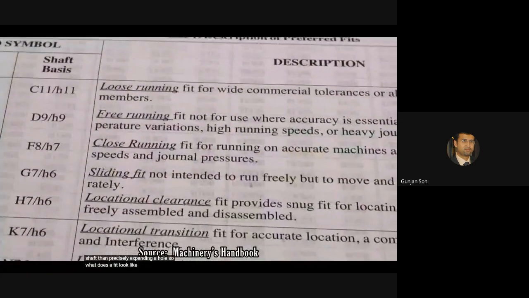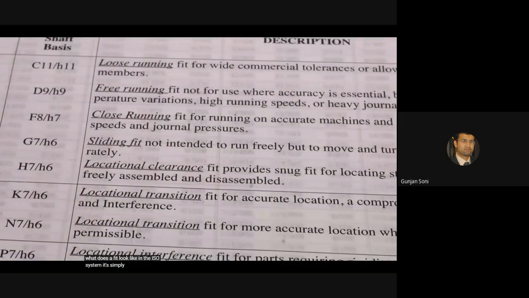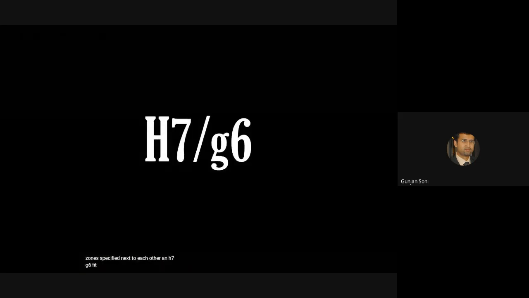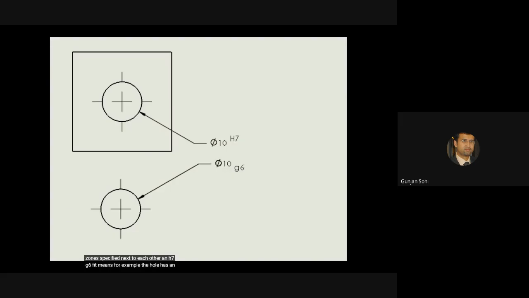So what does a fit look like in the ISO system? It's simply the two tolerance zones specified next to each other. An H7G6 fit means, for example, the hole has an H7 tolerance and the shaft has a G6 tolerance.